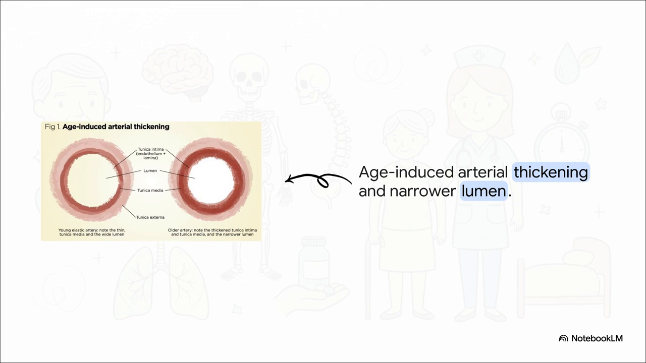Take a look at this cross-section showing age-induced arterial thickening. This perfectly explains why hypertension is the single most common chronic cardiovascular disease in older adults. Over time, the tunica intima and media physically thicken up, and the vessels lose their elasticity. The result? You get a much narrower lumen, which significantly increases peripheral vascular resistance. It's kind of like trying to force water through a stiff, clogged pipe.